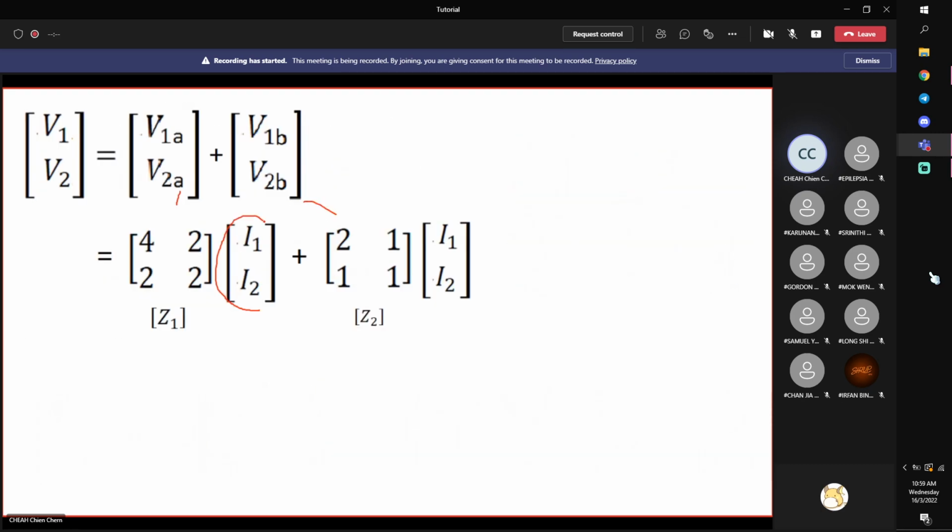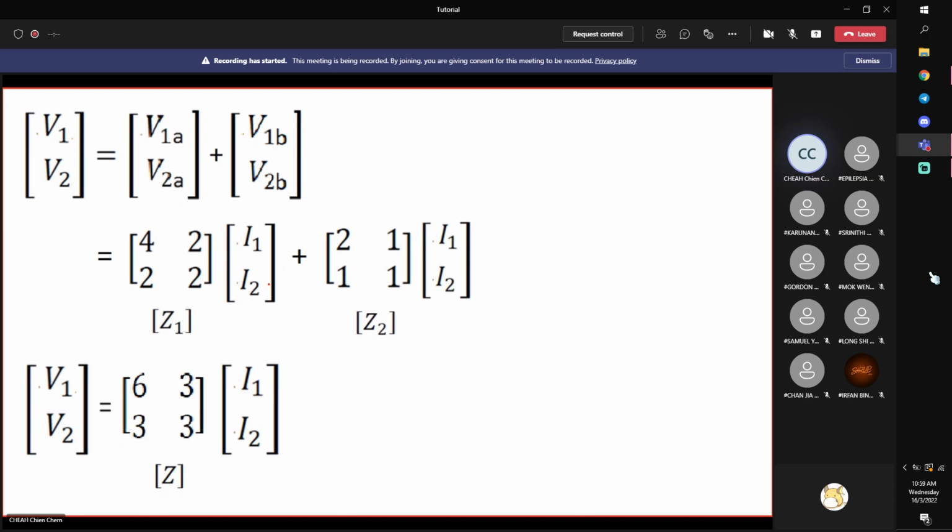Then you can see something very familiar. They have the same current. If the same current, you can add up these. It's just that they are matrices, so you add up element by element: 4 plus 2, 6. 2 plus 1, 3. 2 plus 1, you get 3. So this is my model in impedance form. And by the way, this is reciprocal, because this is equal to this.